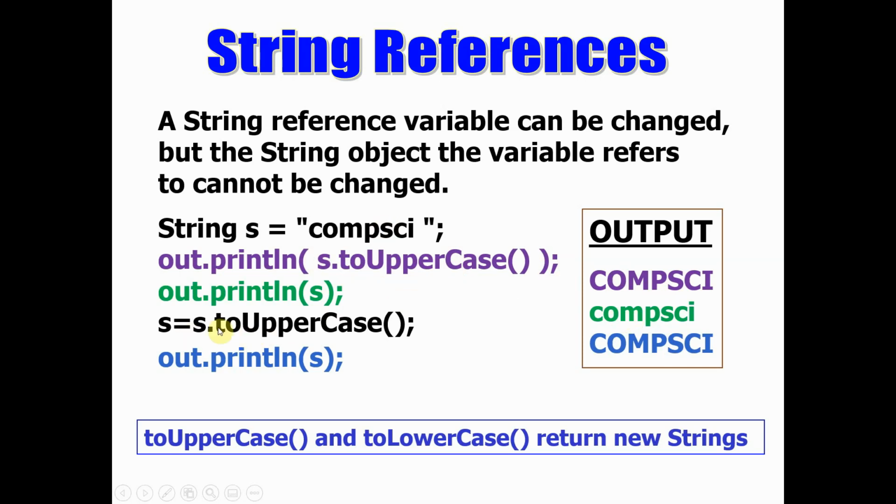If I did this, s equals s dot toUpperCase, now I'm storing that new string that toUpperCase produced, and the original lowercase gets disposed of. So that's what you have to keep in mind when dealing with strings: you can't change the original string. You have to store the new string if you actually want to do that.